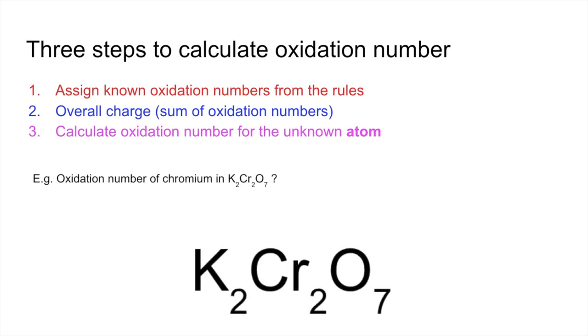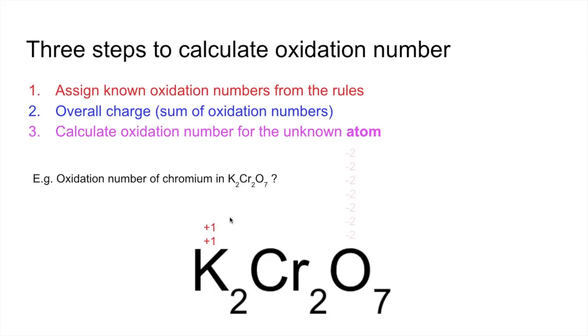The first one is, what's the oxidation number of chromium in K2Cr2O7, potassium dichromate? So step 1, assign oxidation numbers from the rules. The potassium, remember, group 1 elements always +1, so we've got 2 of those, so I've written +1 twice. A common mistake there would be to say +2 for the 2 potassiums, which is kind of dangerous territory because each potassium has a +1 oxidation number.